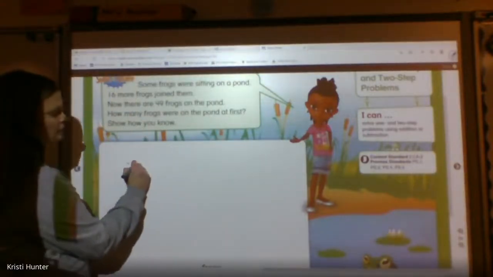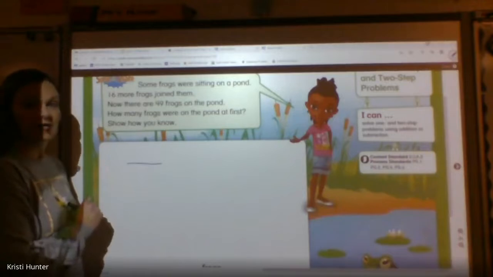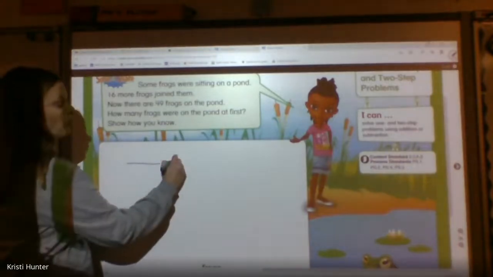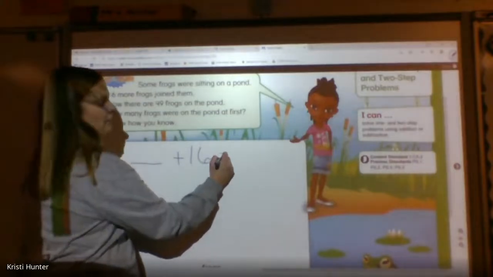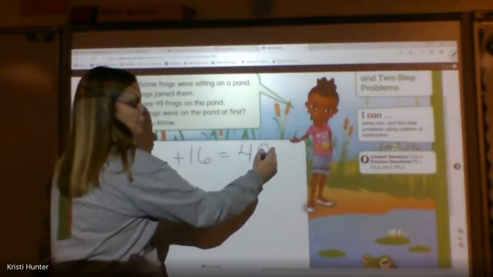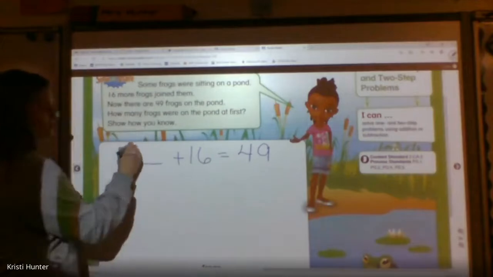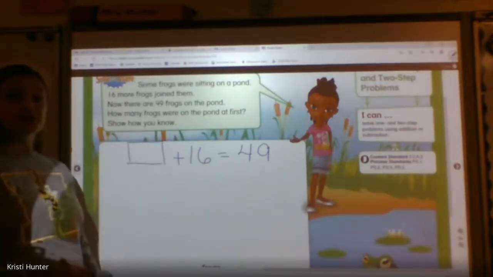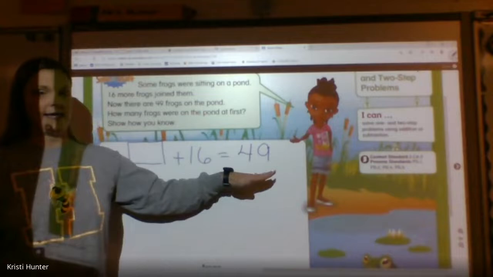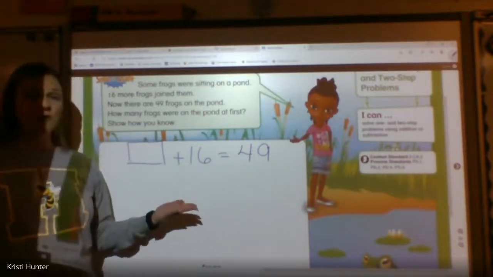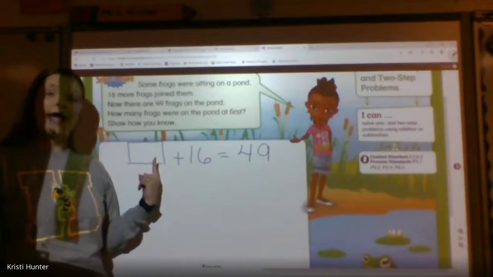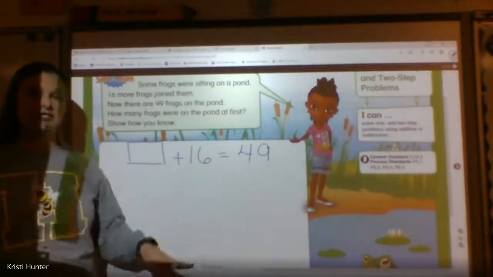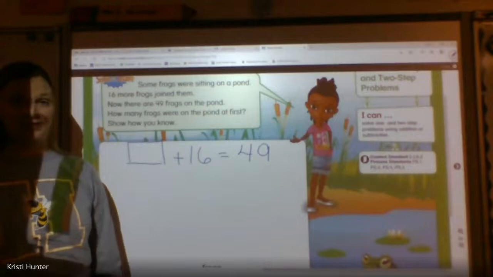There are some frogs on the pond. I don't know how many, so that's why I have a blank. I know 16 more came, and I now know I have 49 frogs. What I want to know is, what is this missing number? So this is an addition equation. I can't solve it because I don't know this missing number. So I have to turn this addition equation into a subtraction equation.